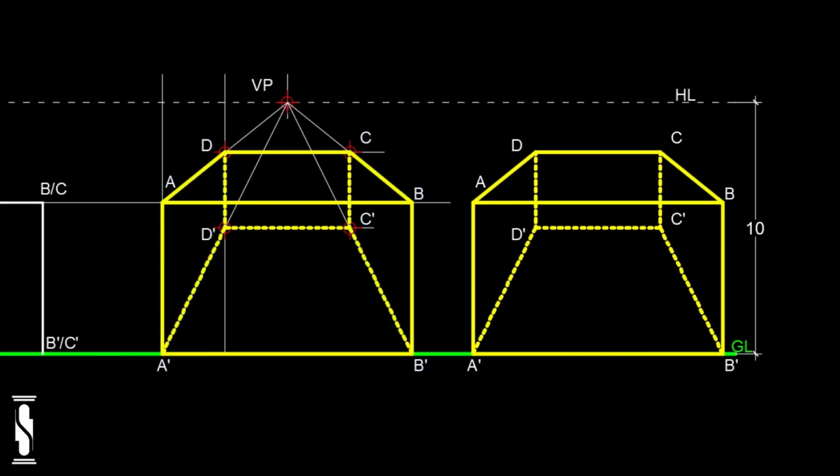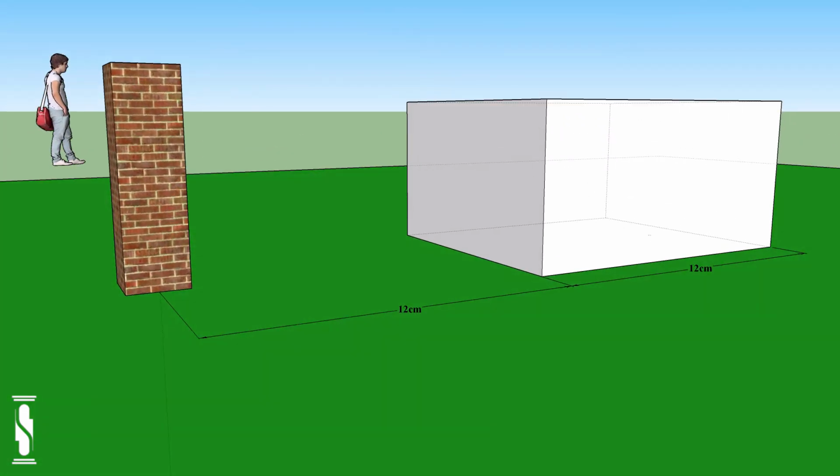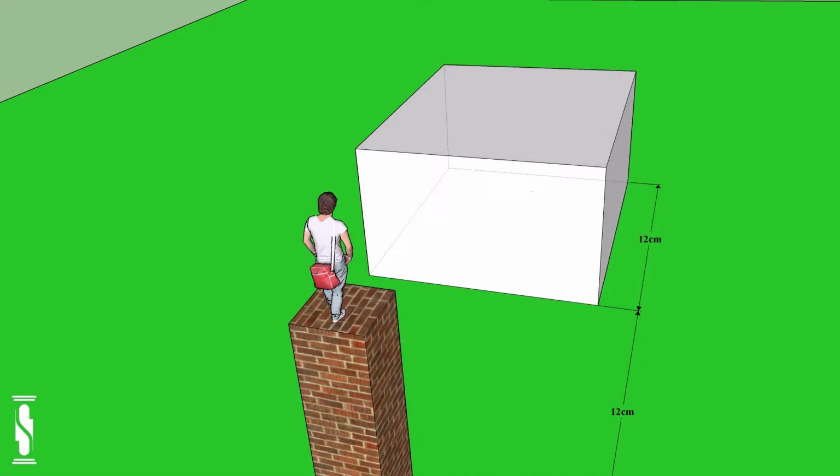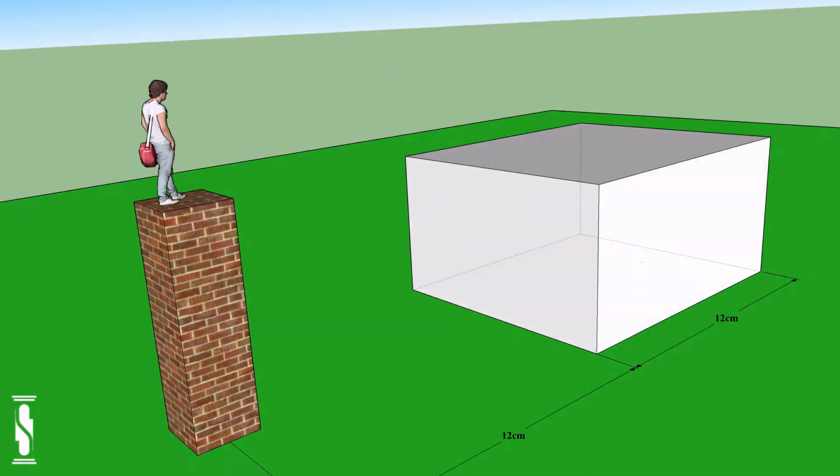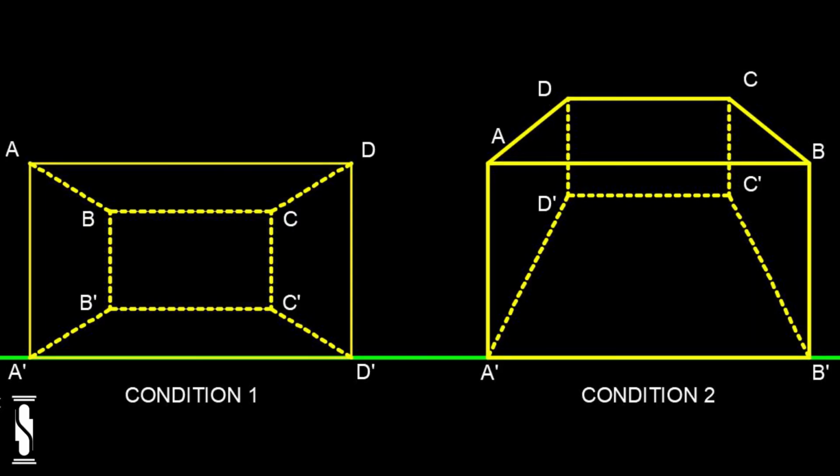As eye level is above the topmost point of the object and top surface of object is clearly visible, that's why this perspective view is known as bird's eye view. So this is all about the two conditions of the one point perspective. I hope it will be helpful to you.